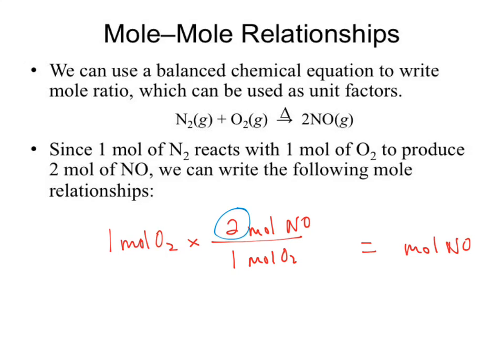How do we know who's supposed to go there? What number shows up in front of the moles of NO in your balanced equation? 2. Okay? The balanced equation every single time will give you the proper conversion factor. Every single time. There is no exception. Okay? Use the balanced equation. Use the coefficients from the balanced equation.